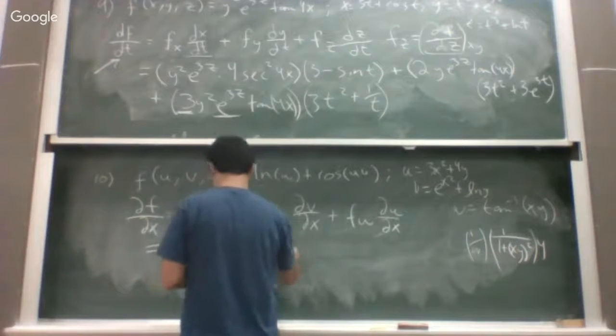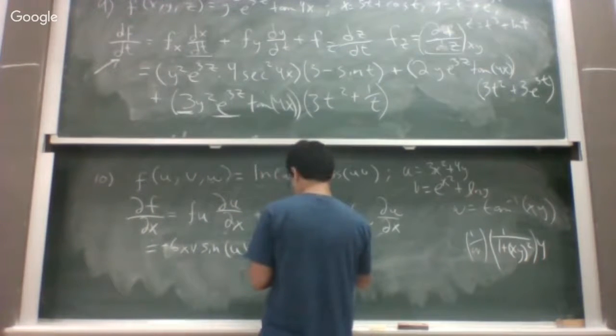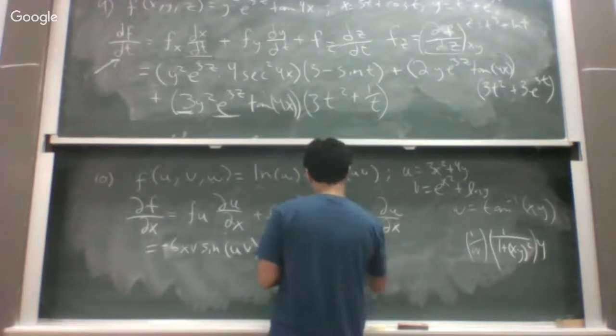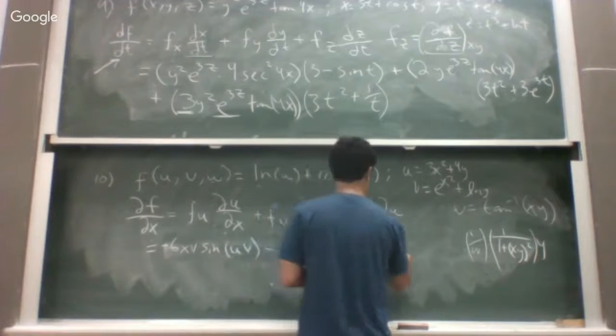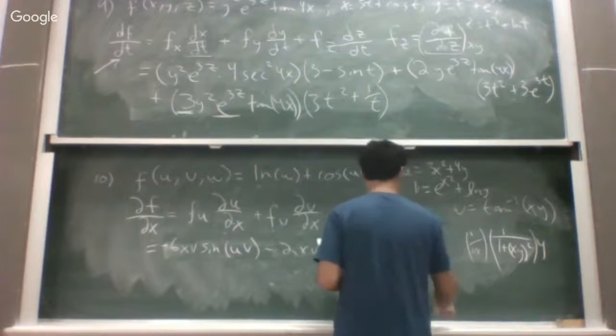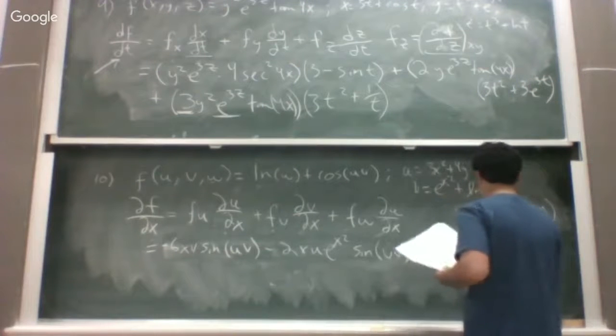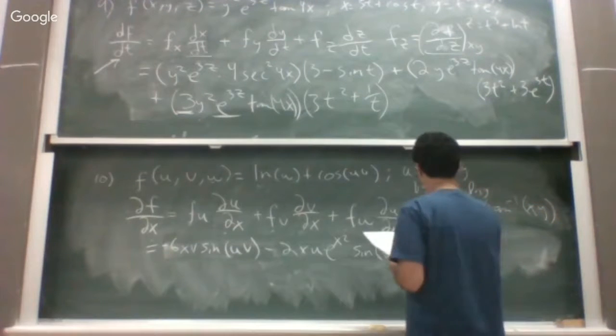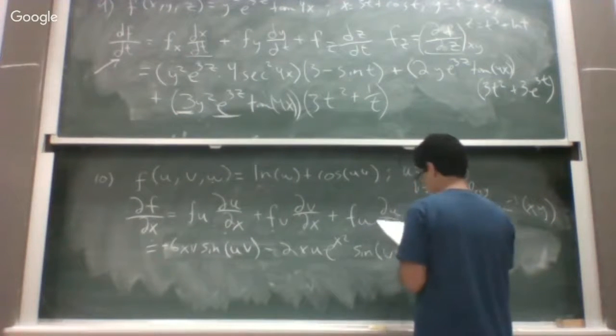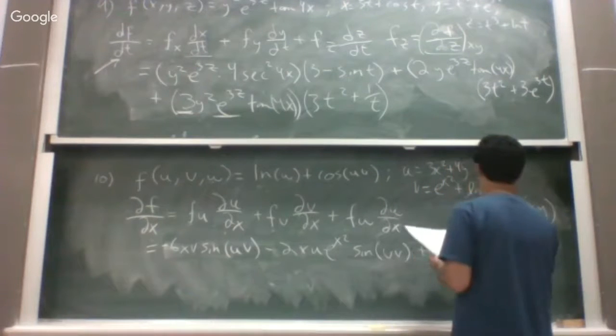So minus 2xu e to the x squared sine of uv plus y over w times 1 plus x squared y squared.